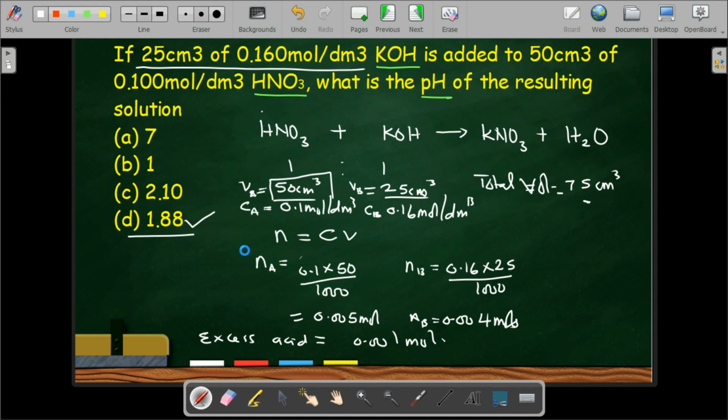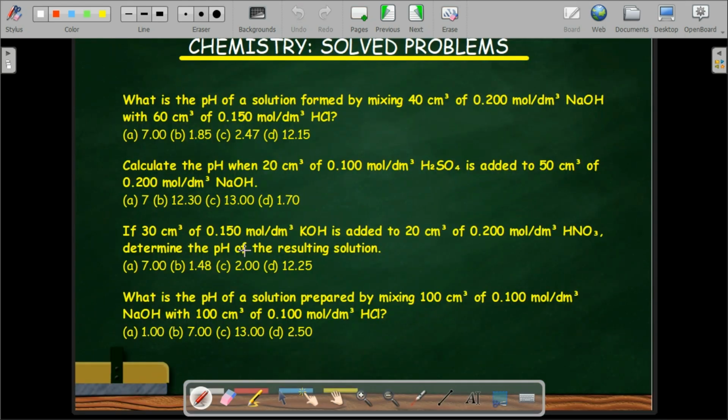If you understand the solution, now try to use this knowledge to solve these similar questions. Question 1, 2, 3, and 4. Try to use what we have learned in this particular lesson to attempt the following questions, and let me know the answers in the comment section.